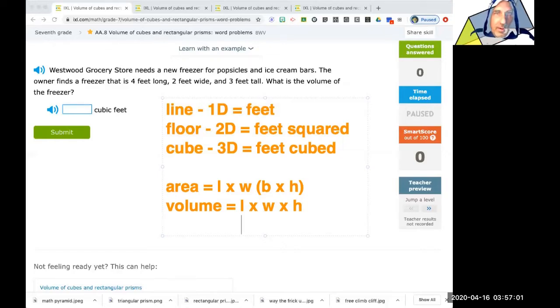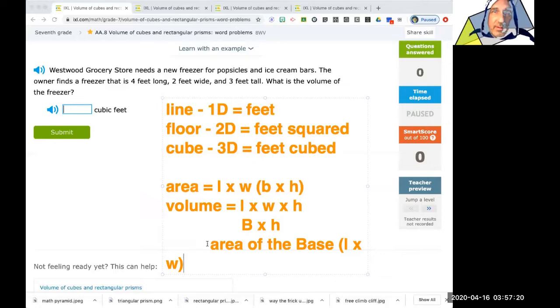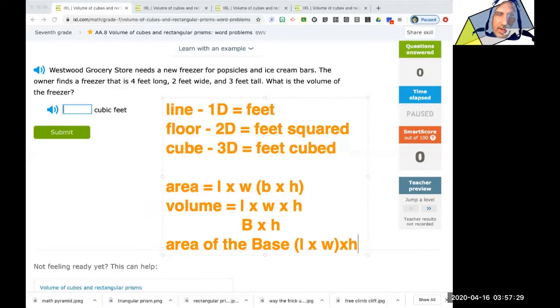They call it B times H, but the capital B stands for the area of the base. So it's the length times the width, or the base times the height of the area of the base, okay? But when you're done, you still have to do times H when you're done, okay? So that's the reminder of how this works.